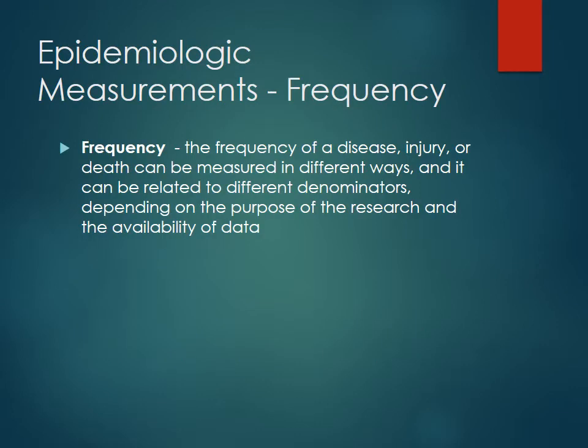So first thing we're going to look at is going to be frequency. As you might imagine, this is the frequency of a disease, injury, or death. It can be measured in lots of different ways. It can be related to different denominators, so again, different populations that you're going to be looking at. And then depending on the purpose of the research and the availability of the data, how you're going to be able to look at that, the frequency of a certain event occurring.